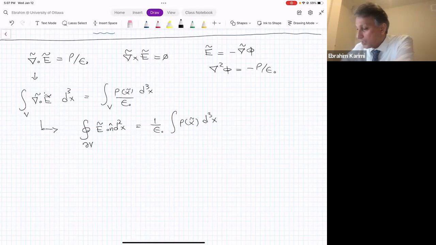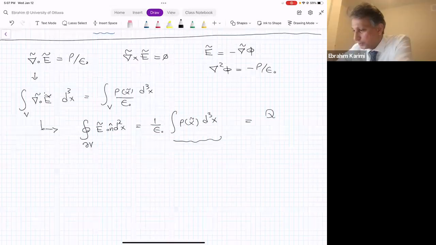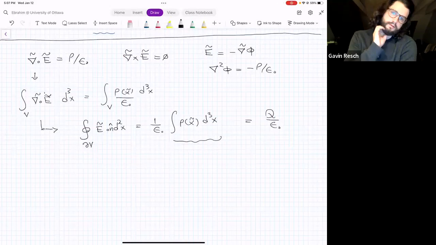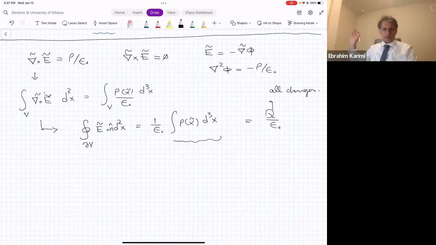d3x. So what's that, guys? The integral of the charge density over the entire volume. The entire charge? Exactly, the entire charge. So it will be Q divided by epsilon naught. That's for all charges. That can be delta functions, or point charges distributed everywhere. That's what you get, just the sum of all of them.